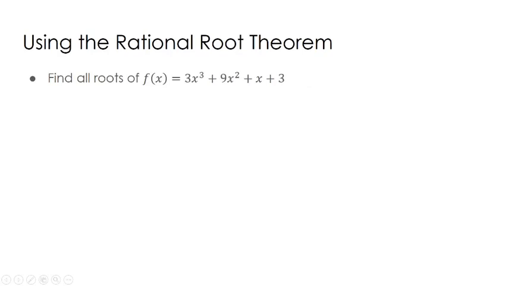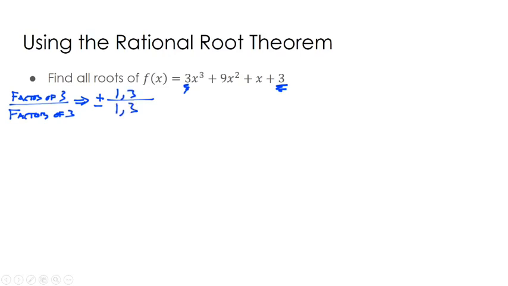So here is our next example. It says we're going to find all roots of this polynomial. And so let's start by figuring out what our roots are. Our possible rational roots are going to be factors of this over factors of this. In other words, we have factors of 3 over factors of 3. So if I were to write that out, this means we're going to have positive or negative. Well, the only factors of 3 are 1 and 3. And then we have a 1 and 3 here.